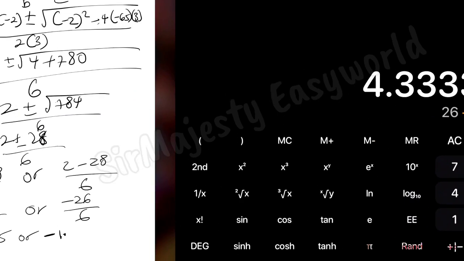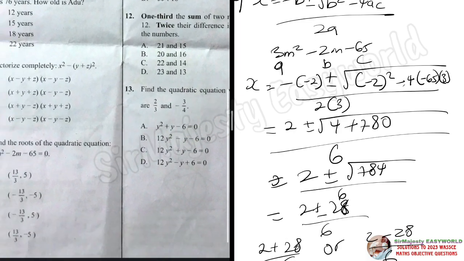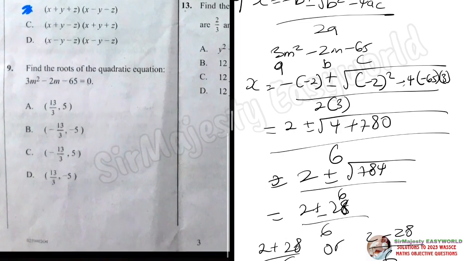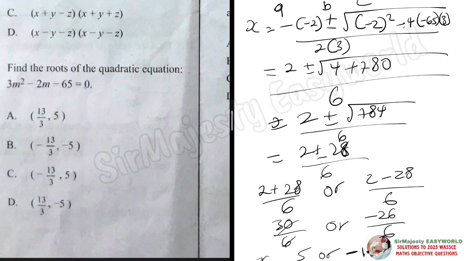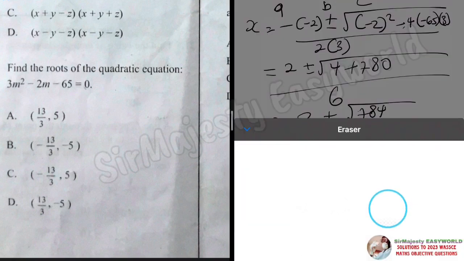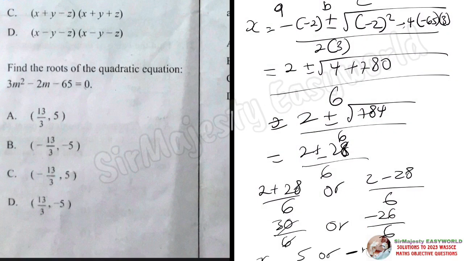But here they gave it in fractions, so let us erase this. Let us reduce to the lowest term, that's 13 over 3. So this will give us minus 13 over 3. So the final answer to this question is minus 13 over 3 and 5. That will give us C. So let's move on to the next question.